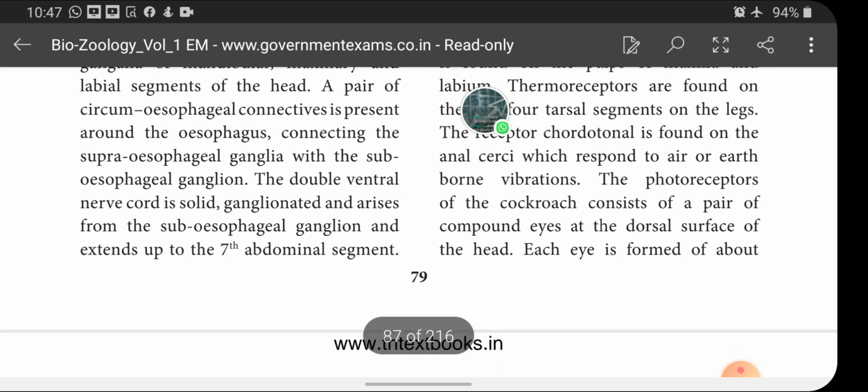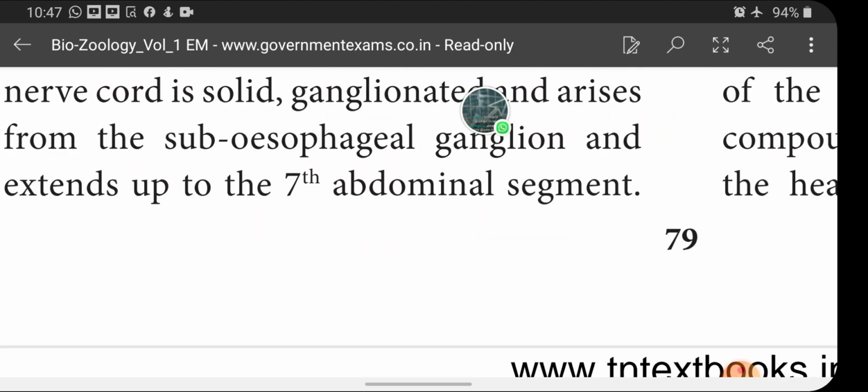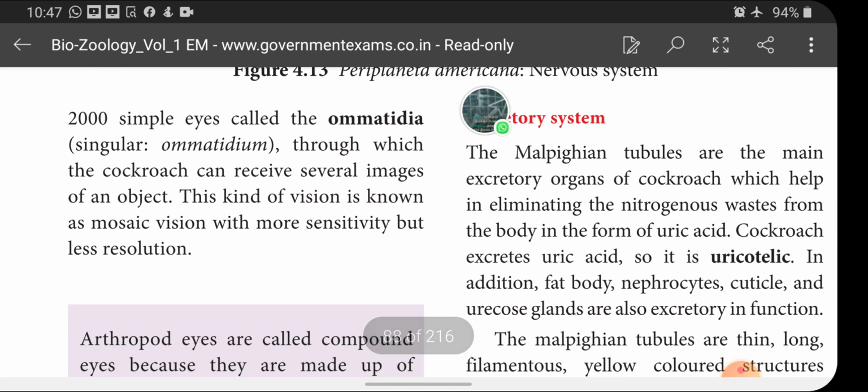Then the photoreceptor, that is light receptor, of the cockroach consists of a pair of compound eyes at the dorsal surface of the head. Each eye is formed of about 2000 simple eyes called ommatidia. Underline it. What is ommatidia? The compound eye of the cockroach consists of 2000 small or simple eyes, each called an ommatidium, through which the cockroach can receive several images of an object. This kind of vision is known as mosaic vision, with more sensitivity but less resolution.